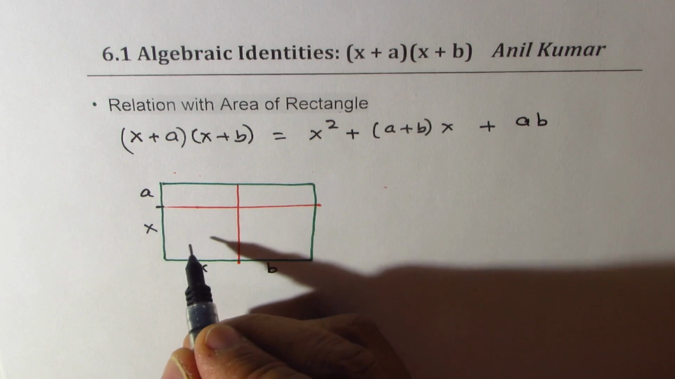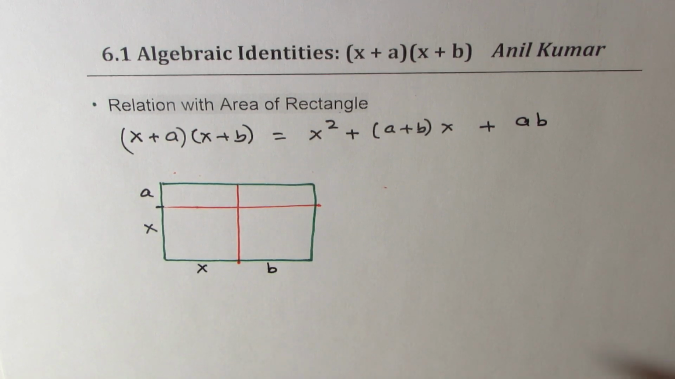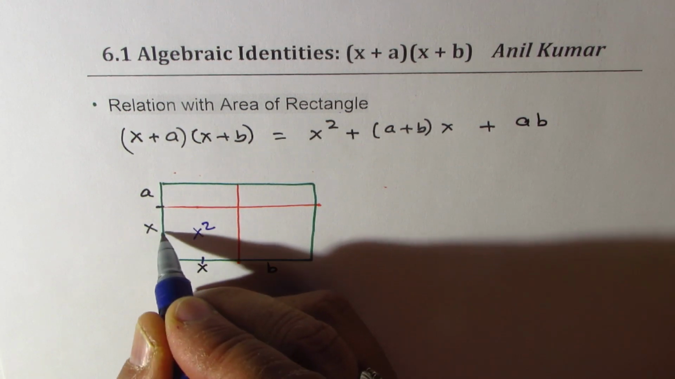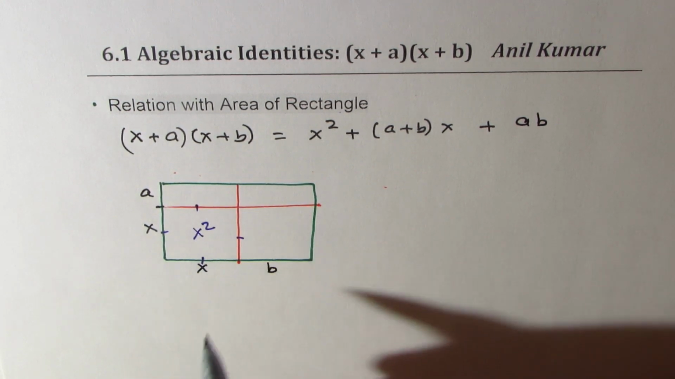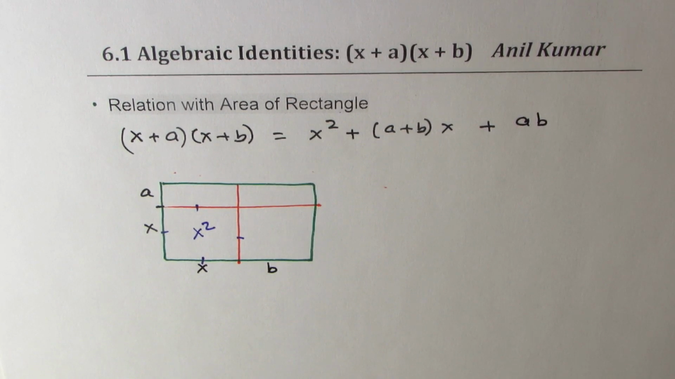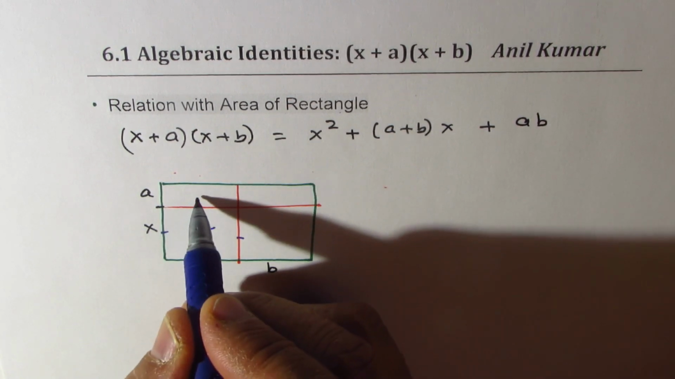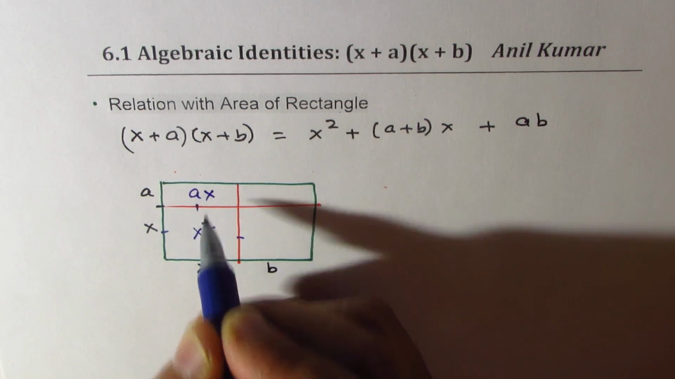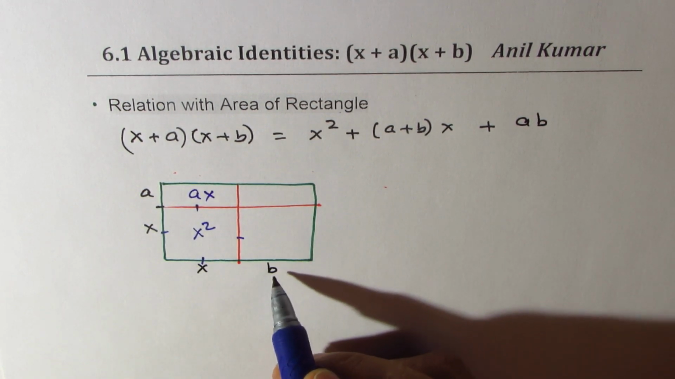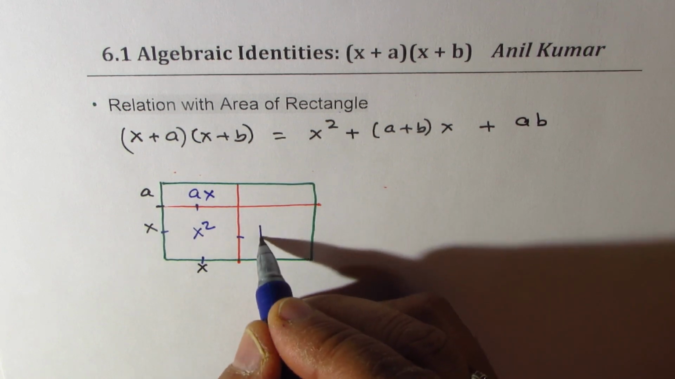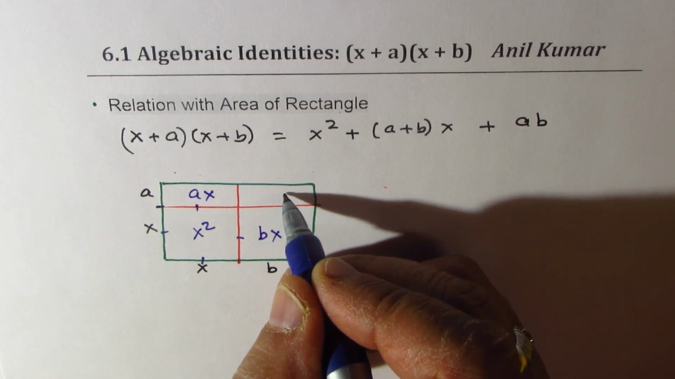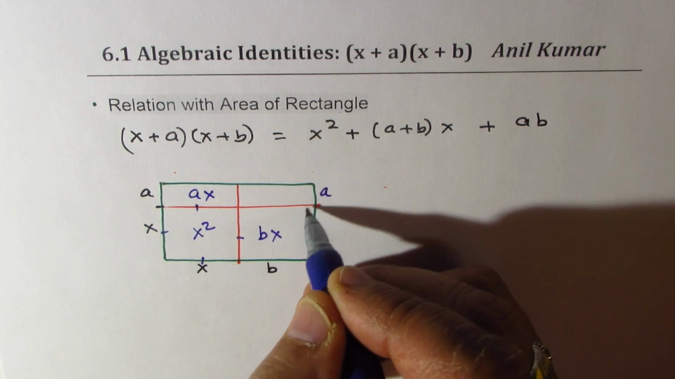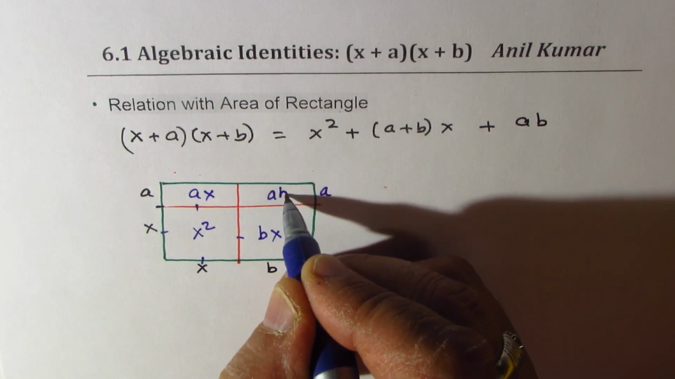What is the area of this space? The area right here is x², x times x, right? These two sides are equal. That is a perfect square, x². Now on the other hand, the rectangle shown here is x times a, so it is ax. The rectangle shown here is b times x, so it is bx. How about that area? This area is a, this is b, right? a times b, so it is ab.